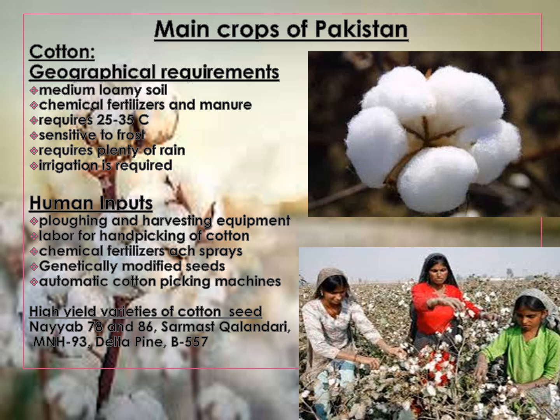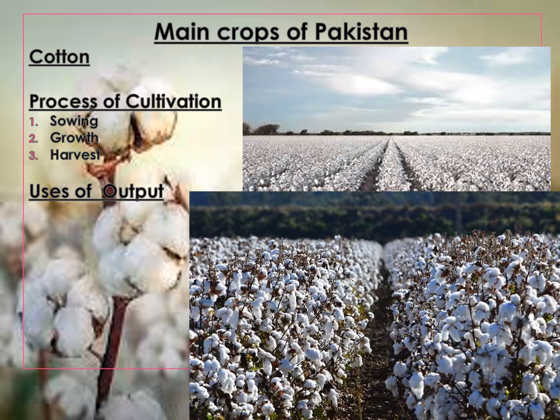are employed. Chemical fertilizers are sprayed, genetically modified seeds are used, and automatic cotton picking machines, which are uncommon in Pakistan, but they are used. High yield varieties of cotton seeds are Nayab 78 and 86, Sarmast, Kalandri, MNH 93, Delta Pine, or B557.